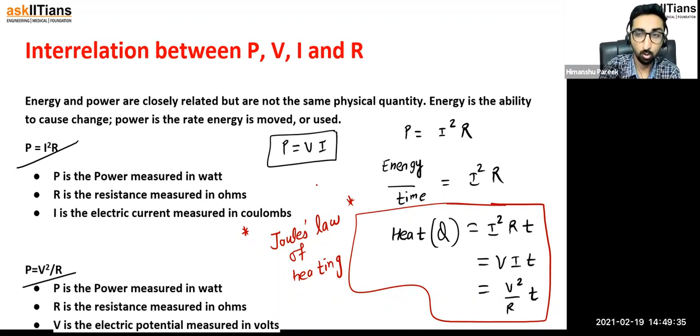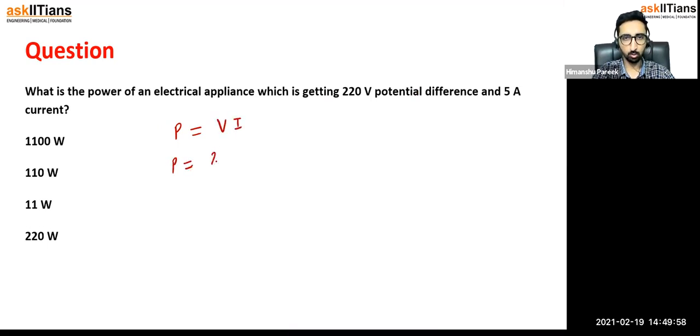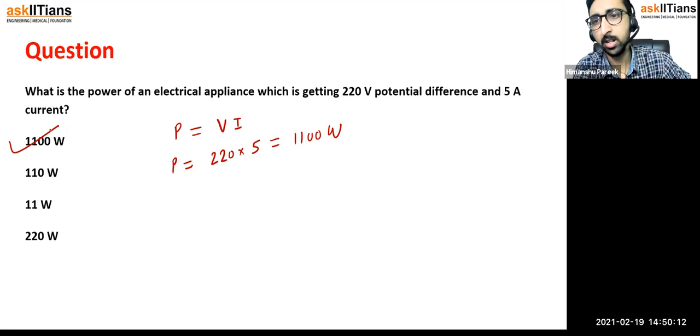Okay. Now let us go ahead with the next part. What is the power of an electric appliance which is getting 220 volt potential difference and 5 ampere of current? Let us just see the question. They are asking for power, voltage is given, current is given. Very simple question. Power is equal to V multiplied by I. So power is equal to 220 multiplied by 5. That would give you 1100 watt. So 1100 watt is the right answer. Simple question, just formula based. Okay. Now let's go to the next part.